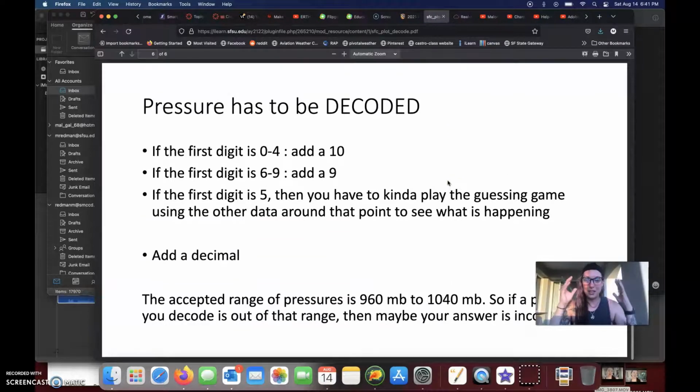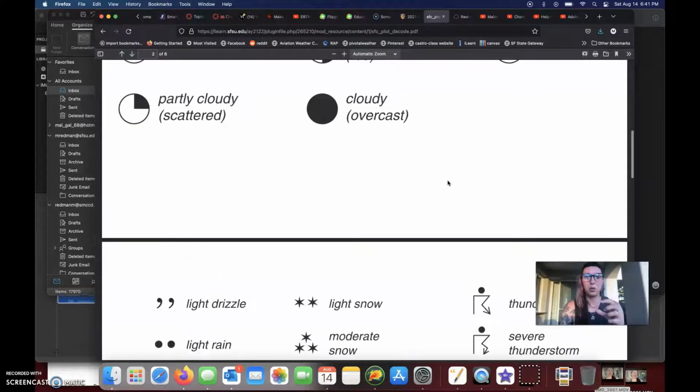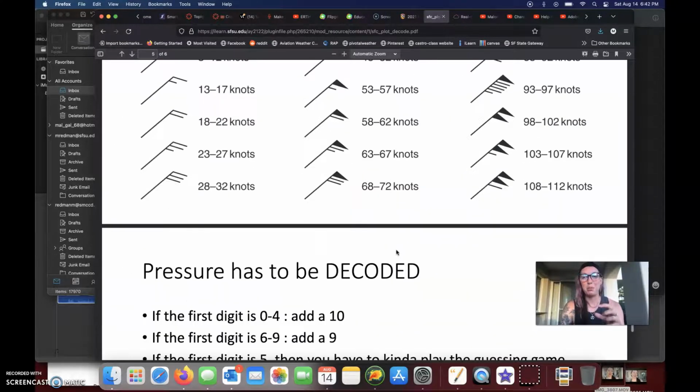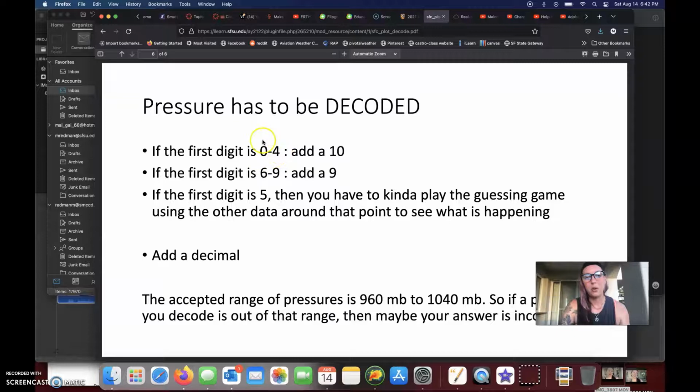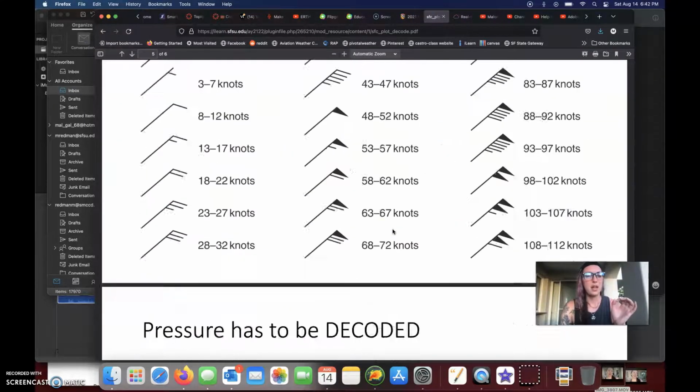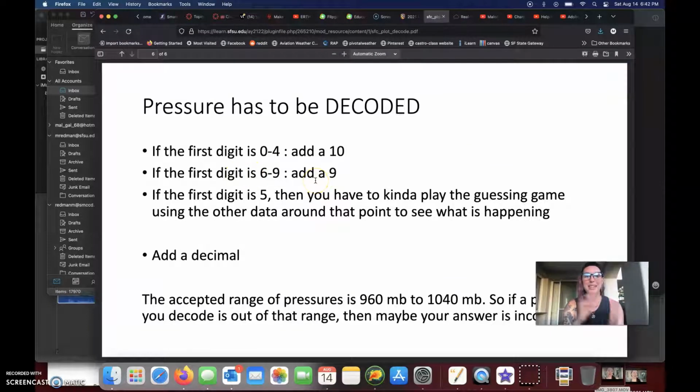Next up, and this is the big one, is pressure. So the 3 numbers that are given to you, I'm going to scroll back up here to the first thing. These 3 numbers right here that are given, that's not the exact pressure. You have to decode it a little bit. So if you look at that number and the first digit, in this case, it's a 9. So that little number there will help us indicate if we're going to add either a 10 or a 9. So because it was a 9, then we would add a 9 to the front, and then we would add a decimal in between the last 2 digits.